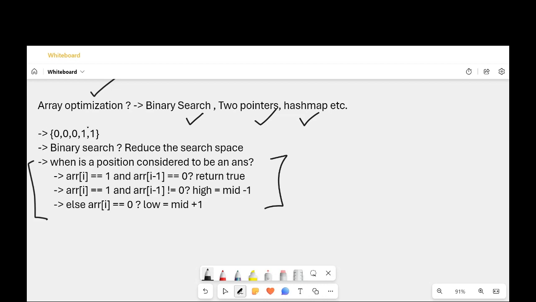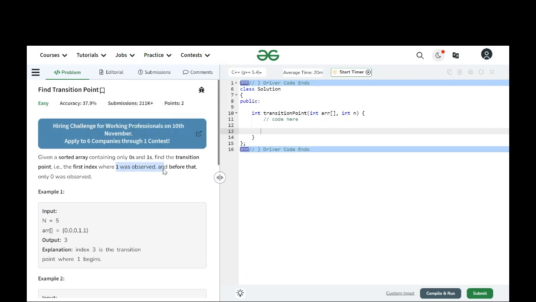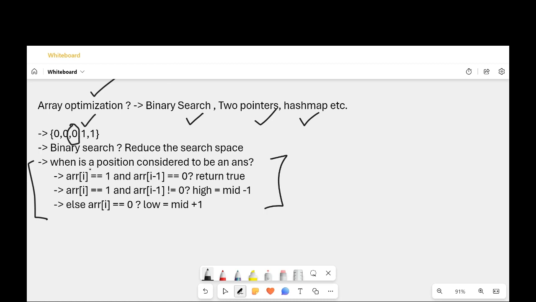So every time we can find the mid element, and at that particular mid element I can check. First of all, when is a position considered to be an answer? A position having a 1 should be my answer, right? Any position should first of all have a 1, because that itself is my answer where 1 is observed. So first I have to check if that particular mid value, whichever value that I am at, has a 1.